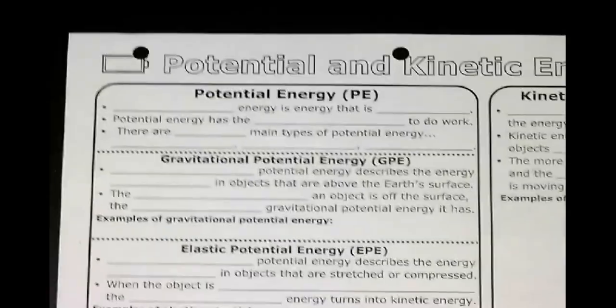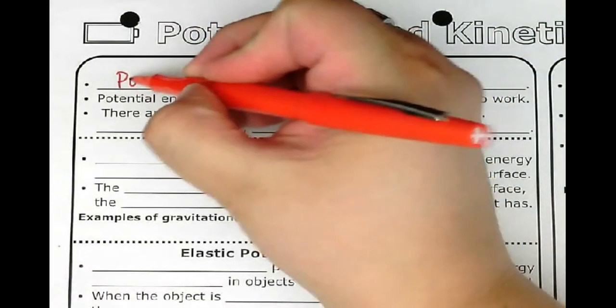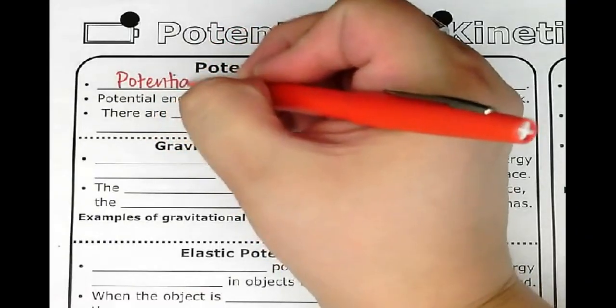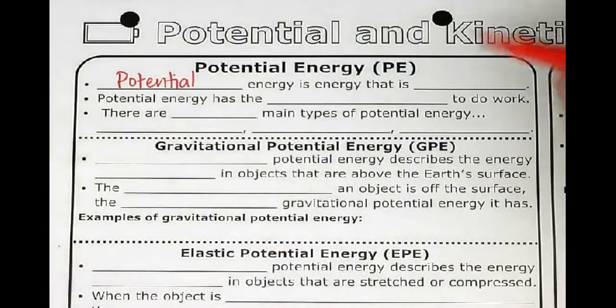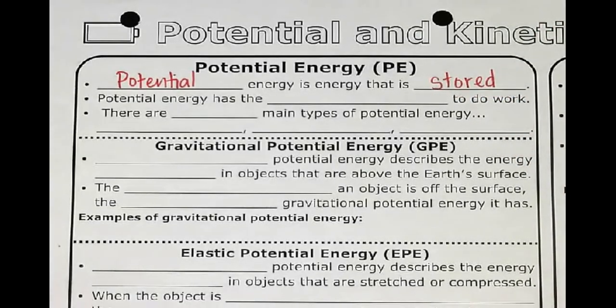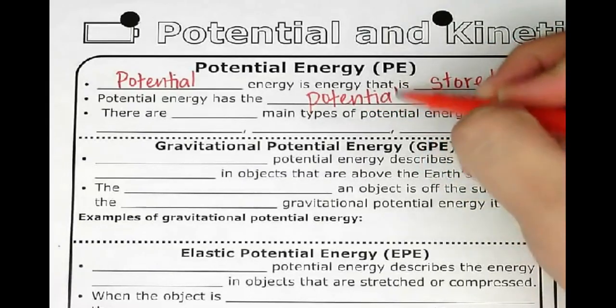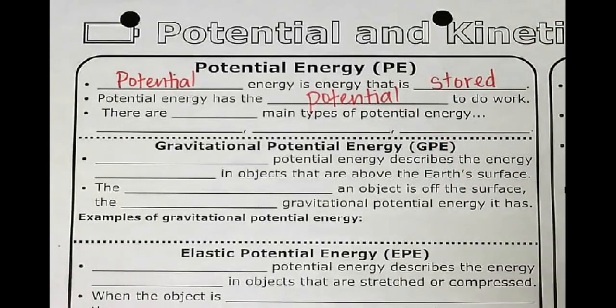I'm going to zoom into the top corner. We're going to start with potential energy, PE. Potential energy is energy that is stored. It's stored up, kind of like in a battery, just like chemical energy has to do with batteries. We've talked about this before. Potential energy has the potential to do work. Remember, that just means it can do work.